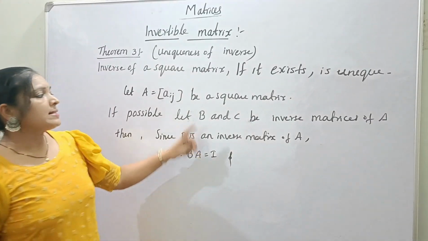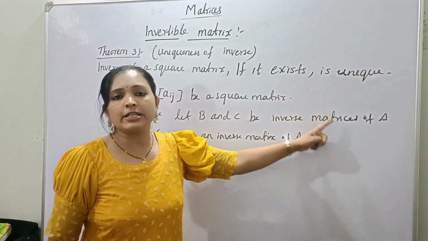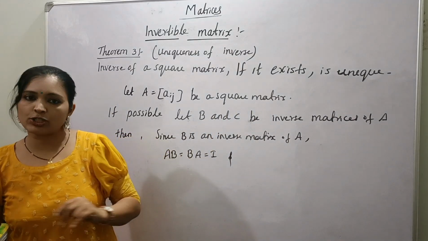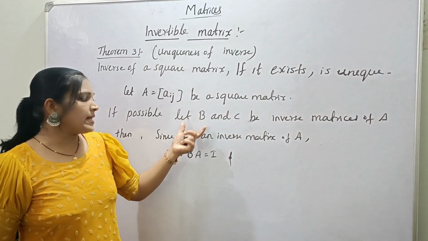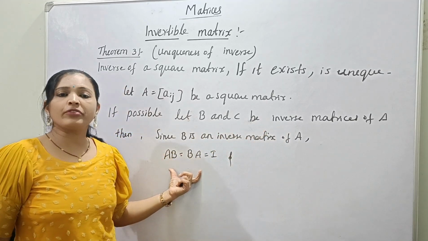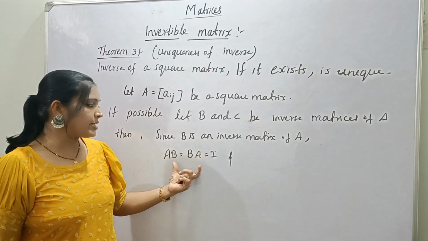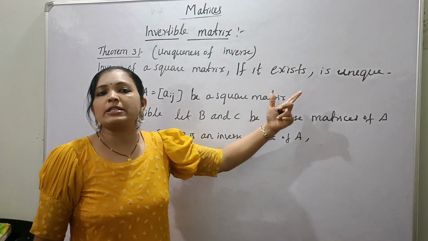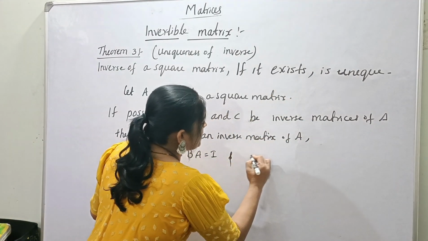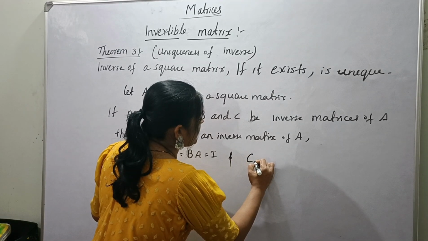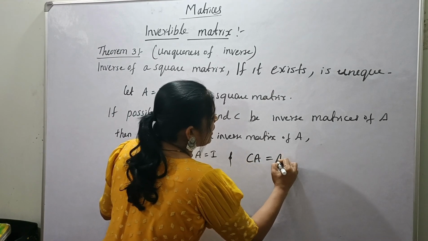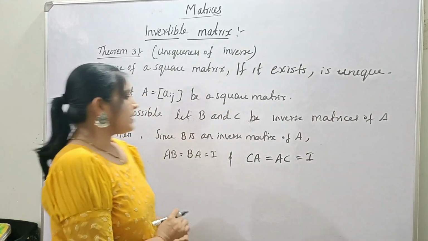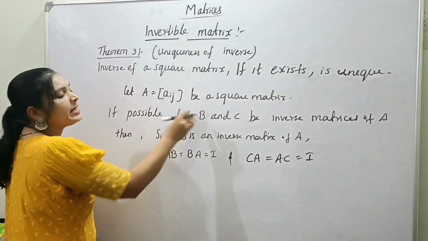Okay, since C is an inverse matrix of A, we have taken B and C as inverse matrices of A, right? Since B is an inverse matrix of A, by the definition of invertible matrix, AB is equal to BA is equal to I, right? Similarly, since C is an inverse matrix of A, by the definition of invertible matrix, we can write CA is equal to AC is equal to I, right? Okay, then next here we have to show B is equal to C, right?